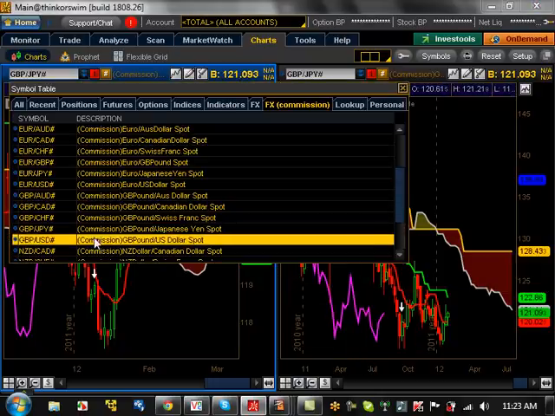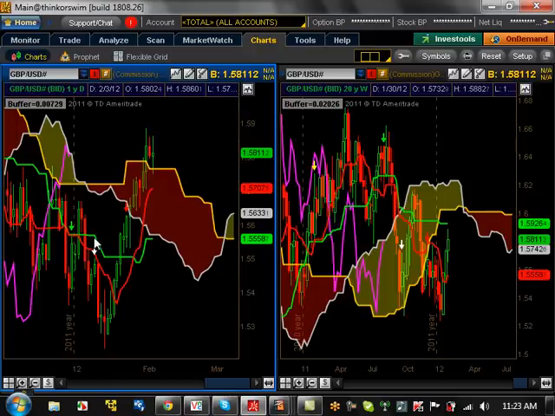Okay, pound USD. You could see that basically it broke out of the cloud, so the sentiment's changed now to bullish. However, it means nothing because there's a major resistance ahead of it at 59.26, and then support's going to be 55.58.